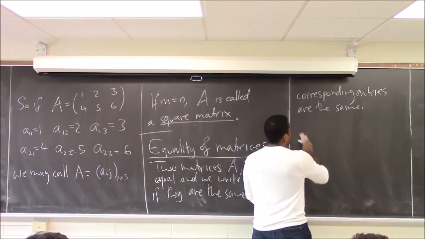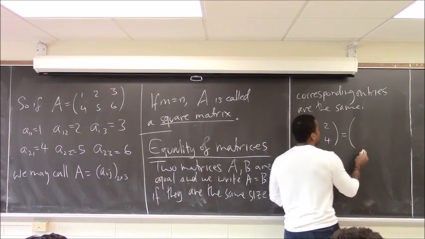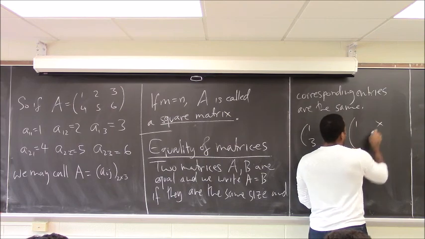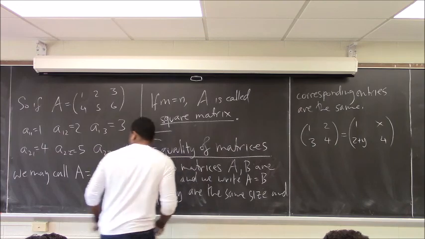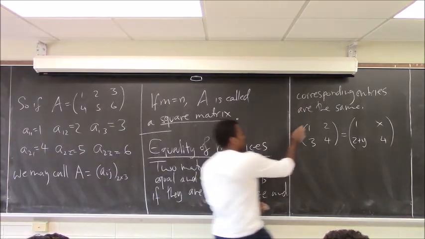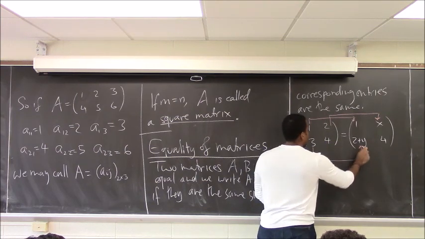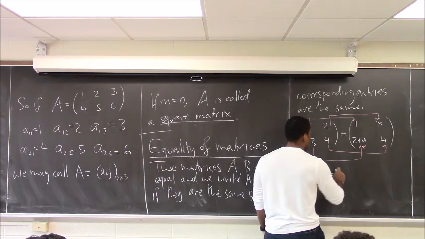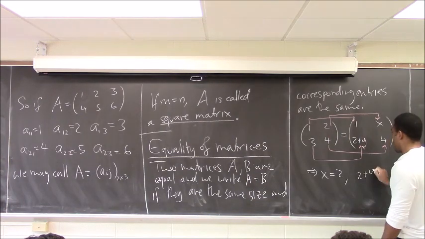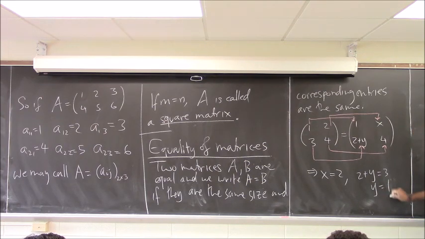So if I say something like, this matrix 1, 2, 3, 4 is equal to some other matrix over here, 1, x, 2 plus y, and 4, then you can assume that the corresponding entries are the same. So this must match up to that, this to that, this to that, and this to that. And of course you can conclude directly that x equals 2, and that 2 plus y must be equal to 3, so y must be equal to 1. So you can make these conclusions here.